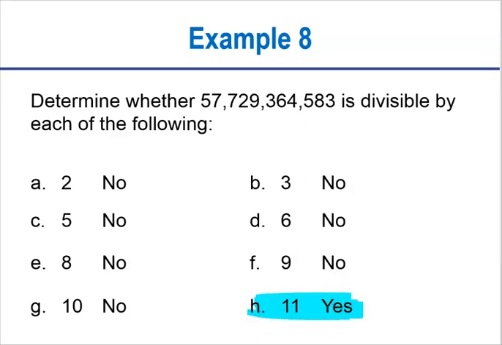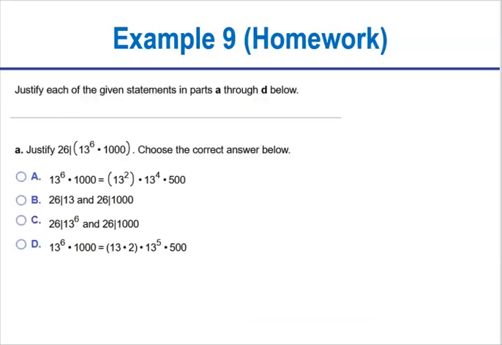I've got one more problem, although it's broken down into parts A, B, C, and D, and then we can wrap up this video. And the problem I have for you here is directly from the homework. So we're justifying each of the given statements in parts A through D. And here I just have question A, okay? They want us to justify that 26 divides 13 to the 6th times 1,000.